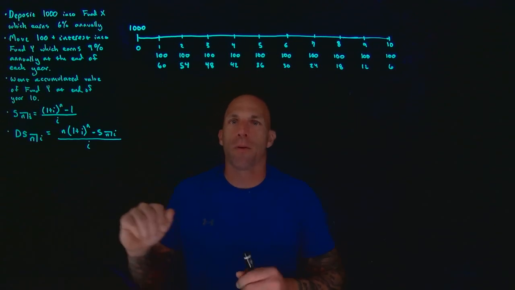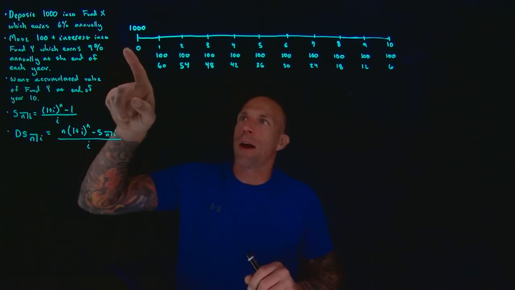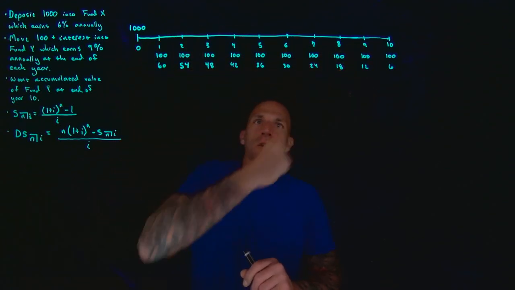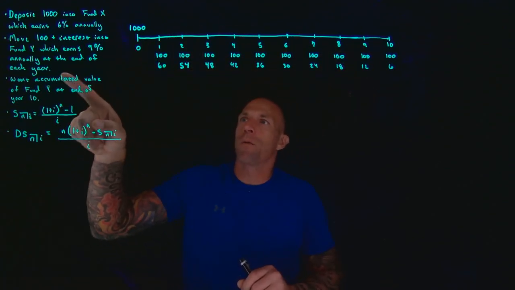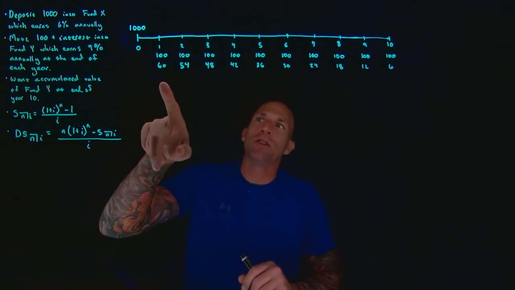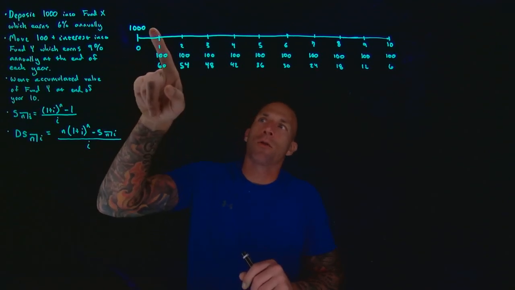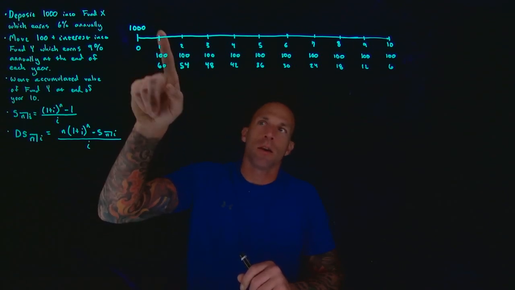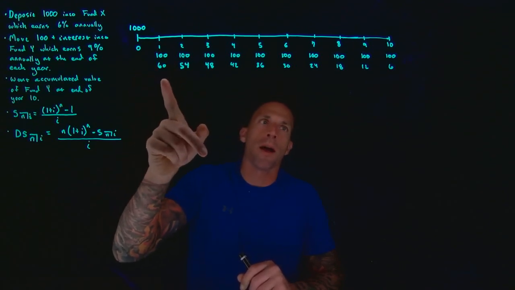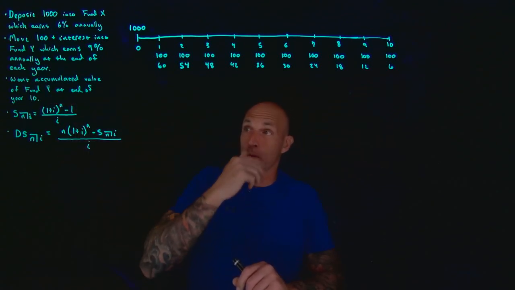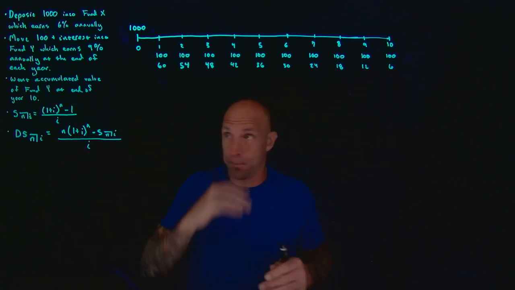This is problem number 5. We've got a fund X where we deposit $1,000 and it earns 6% interest. And we've got a fund Y which earns 9% interest. And at the end of each year, we're going to take $100 as well as the interest that was earned from fund X and deposit it into fund Y and let that accumulate. And then we want to find the accumulated value of fund Y at the end of the 10-year period.